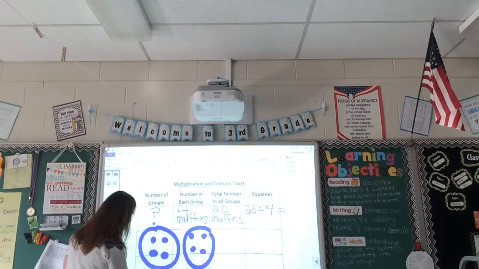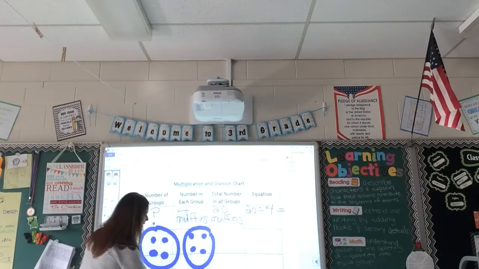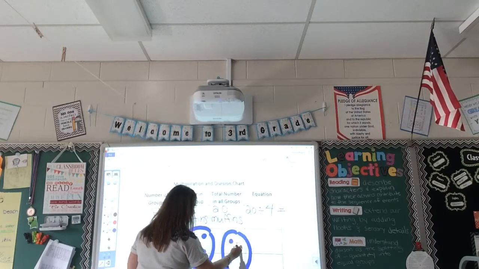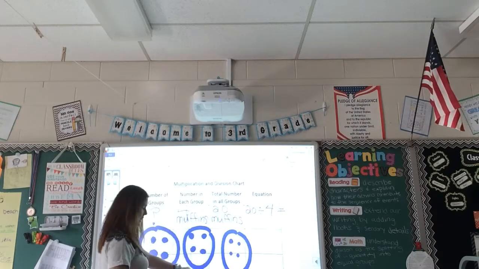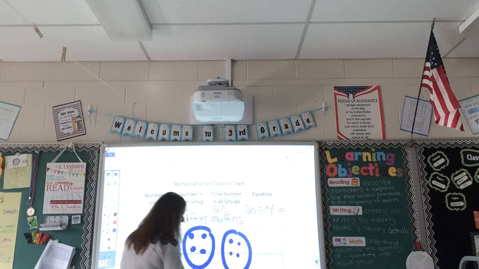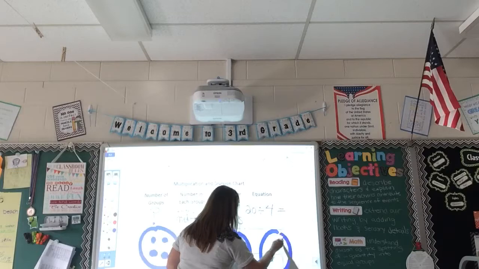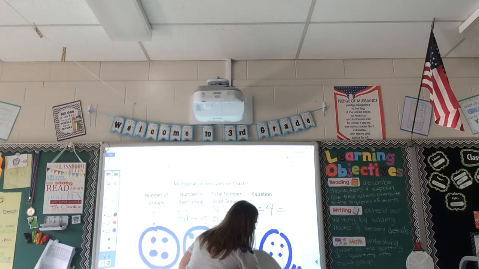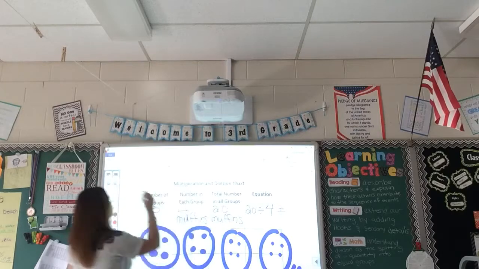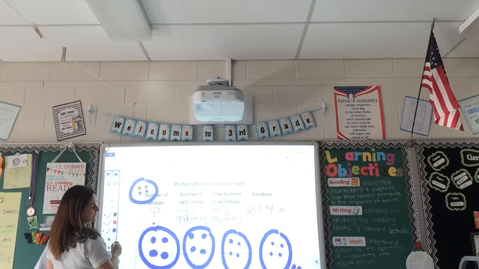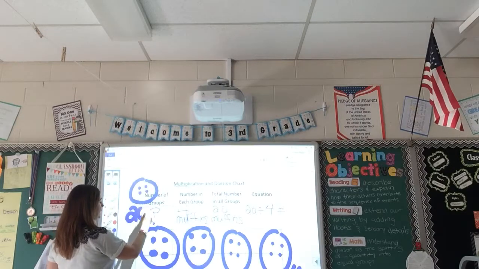Okay, so now this is 4. If I skip count, this is 8. Here's another bag. 1, 2, 3, 4. 8 plus 4 is 12. Whoops. Here's another bag. I need 4 muffins. This is 16. And then I guess I'll just put it up here. Here's another bag. 1, 2, 3, 4. 16 plus 4 equals 20.